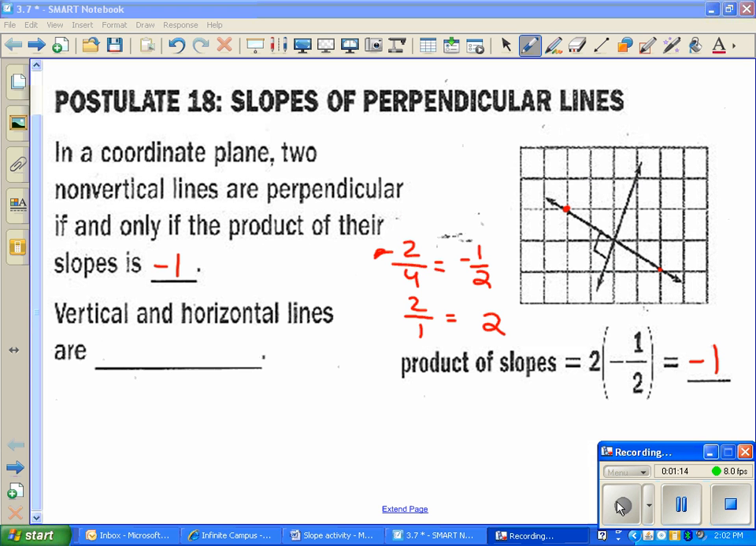Okay, and vertical and horizontal lines are always perpendicular. You're not going to be able to multiply them to get -1, so that's the only other one that's different. Perpendicular means they create a 90-degree angle. And vertical and horizontal lines are always perpendicular with each other. But for anything else where it gives you a slope, when you multiply them together, if they give you -1, they're perpendicular. Remember, if they're parallel, they have the same slope.